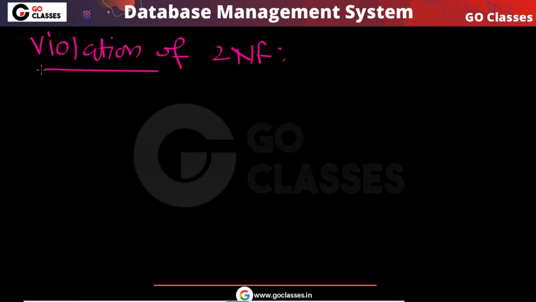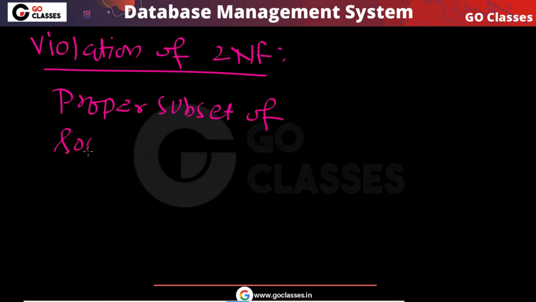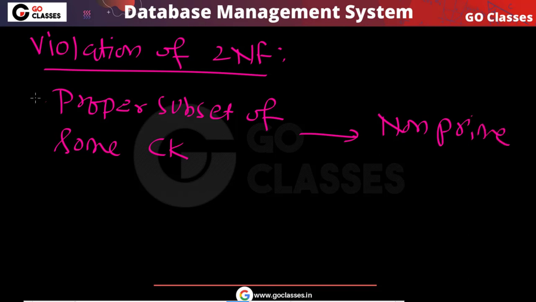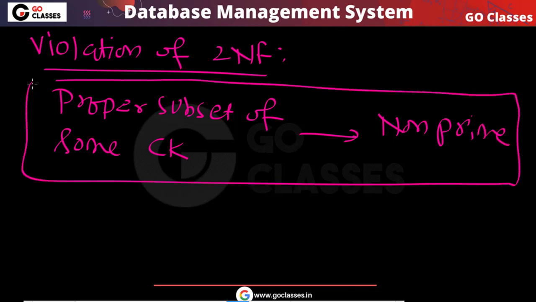Remember, I told you that violation of 2NF will happen when a proper subset of some candidate key can determine a non-prime attribute. If this can determine a non-prime attribute, then the violation will happen. So in this situation, violation will happen, so let us check.